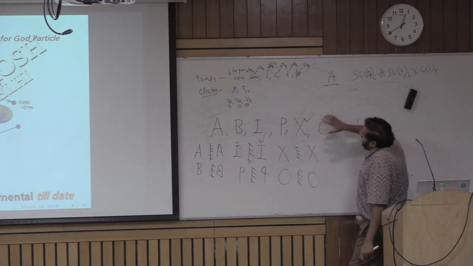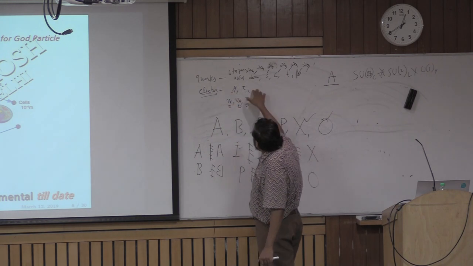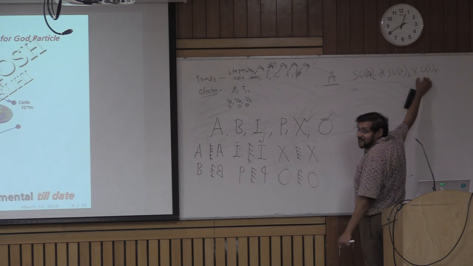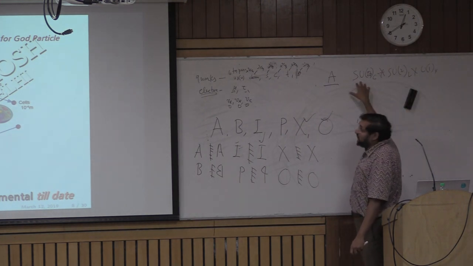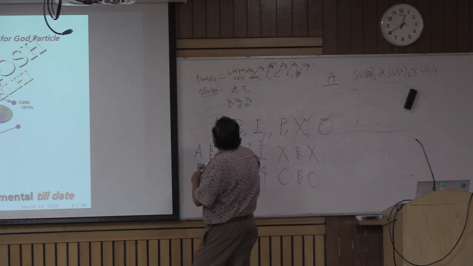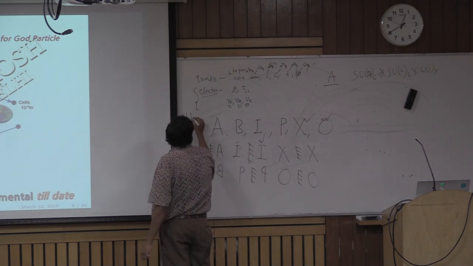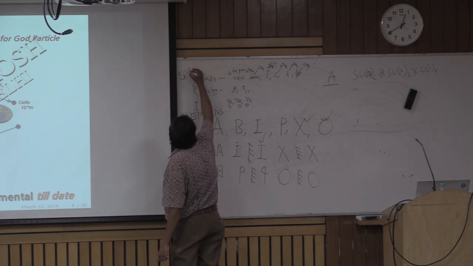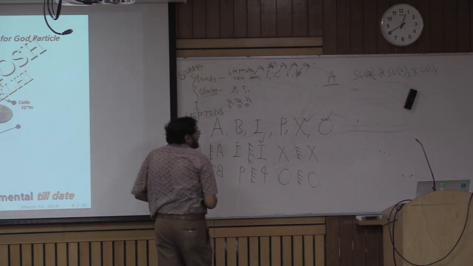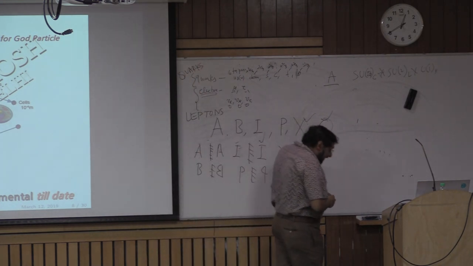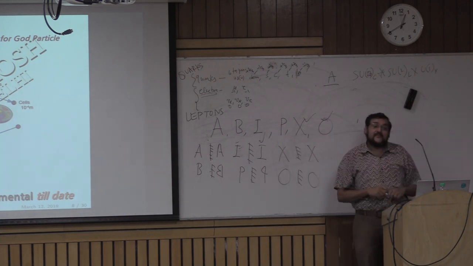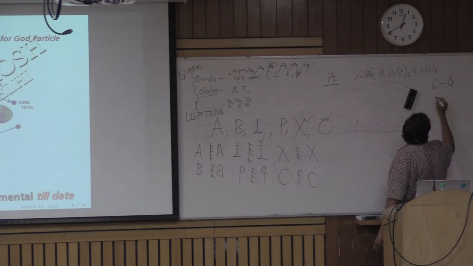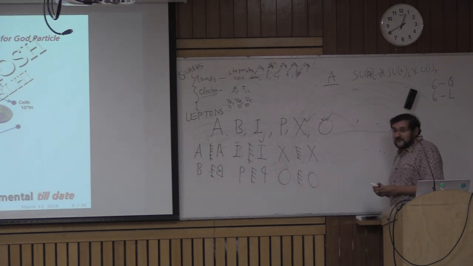However, the electron, muon, tau, and all the neutrinos are sensitive to this and this. They are uncolored objects. So based on that, I call all of them leptons, and these are the fundamental entities of the theory. So I have six quarks and six leptons.